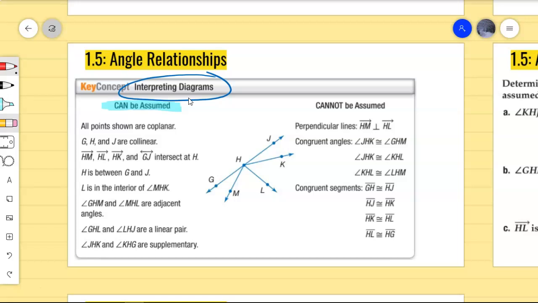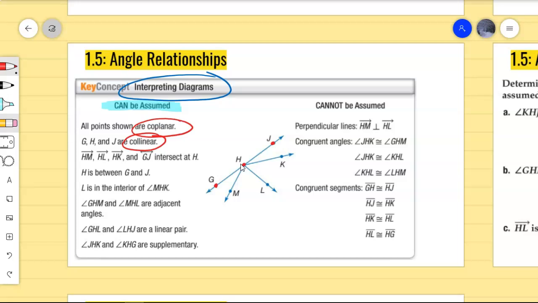However, without going into a further discussion, it says all points shown are coplanar. So in other words, everything here is in the same plane. All right, what else can you assume? Meaning it's automatically true: G, H, and J are collinear. If it looks like it is, that's what we're trying to say to you.